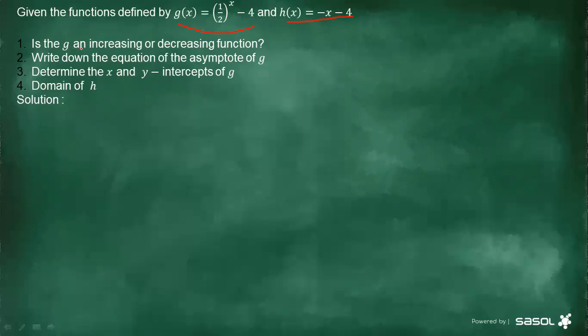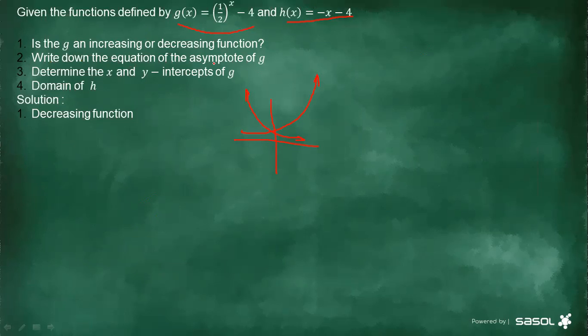Is the graph g increasing or decreasing? This graph is decreasing. The graph is a decreasing function because the graph is going to be like this. This is going to be the shape of the graph. So that graph is decreasing, while this one is increasing. All right.